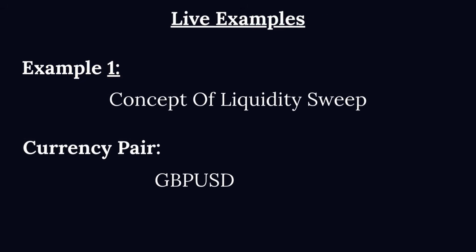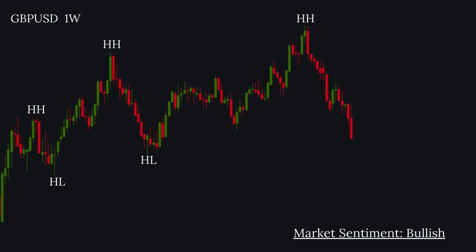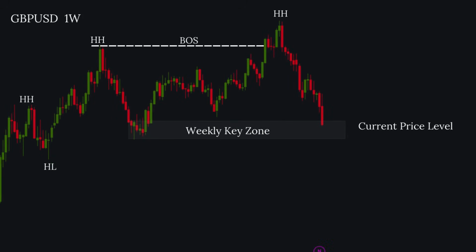Let's do a quick example for better understanding, using the concept of liquidity sweep as a confluence on GBPUSD. Starting on the weekly time frame, we identify the overall market trend to establish our bias. The market is bullish, forming higher highs and higher lows. Secondly, we highlight key zones.